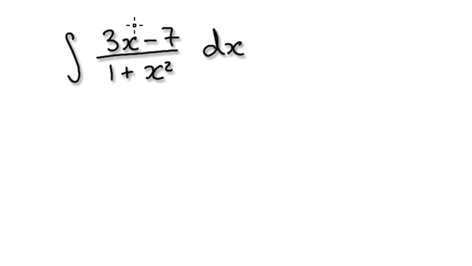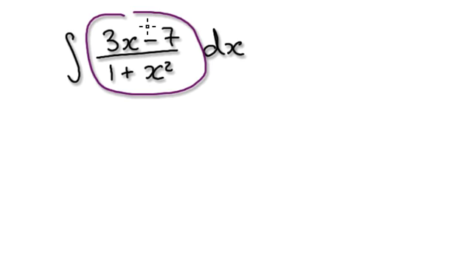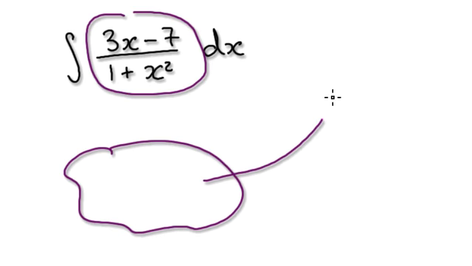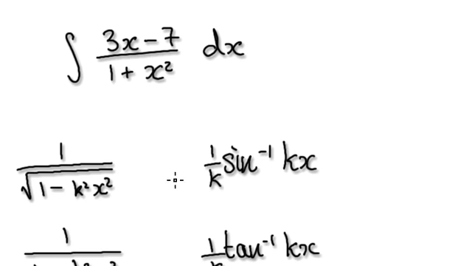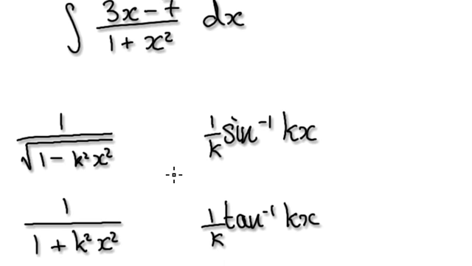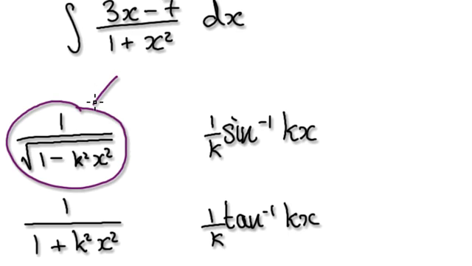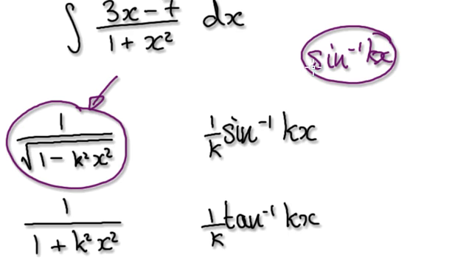So looking at this here, how would you go about evaluating this? You have to search for something that when you differentiate it, it will give you this. And remember, you have to keep an eye out for anything in this form here. If anything is of this form, then you know your guess should be the inverse sine of x, or maybe kx. If you differentiate this, it will give you something like this.